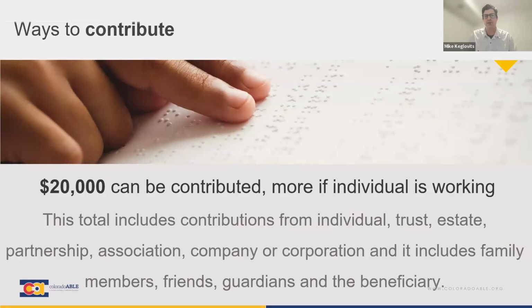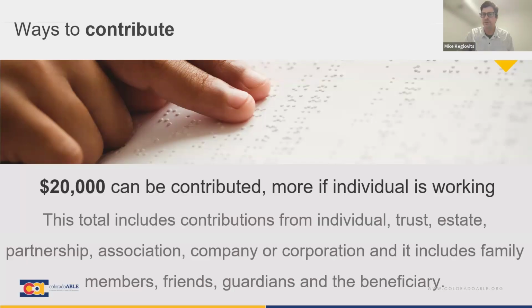The other thing, in January last year, you could put 19,000 into an ABLE account, and now you can put 20,000 into an ABLE account. When we launched nine years ago, it was 14,000. So every couple of years it keeps climbing, and it can come from a variety of places. It can come from the individual, from parents or family, or a trust. Lots of different places that money can come from.